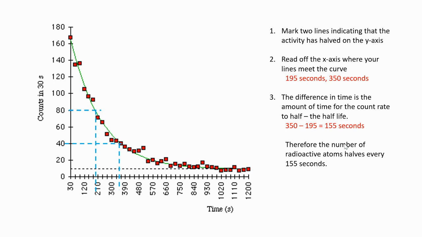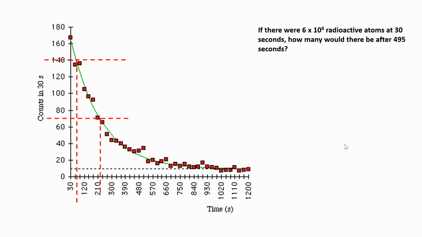That's how we work out the half-life of an isotope from a graph. The second thing we need to do is, if we know the half-life and we're given a number of radioactive atoms, how can we work out the number of radioactive atoms that are left after, say, a minute, 2 minutes, or longer, an hour, if we know some of them have decayed? So in this case, I've got 6 times 10 to the 8 radioactive atoms at 30 seconds. How many are there going to be after 495 seconds?